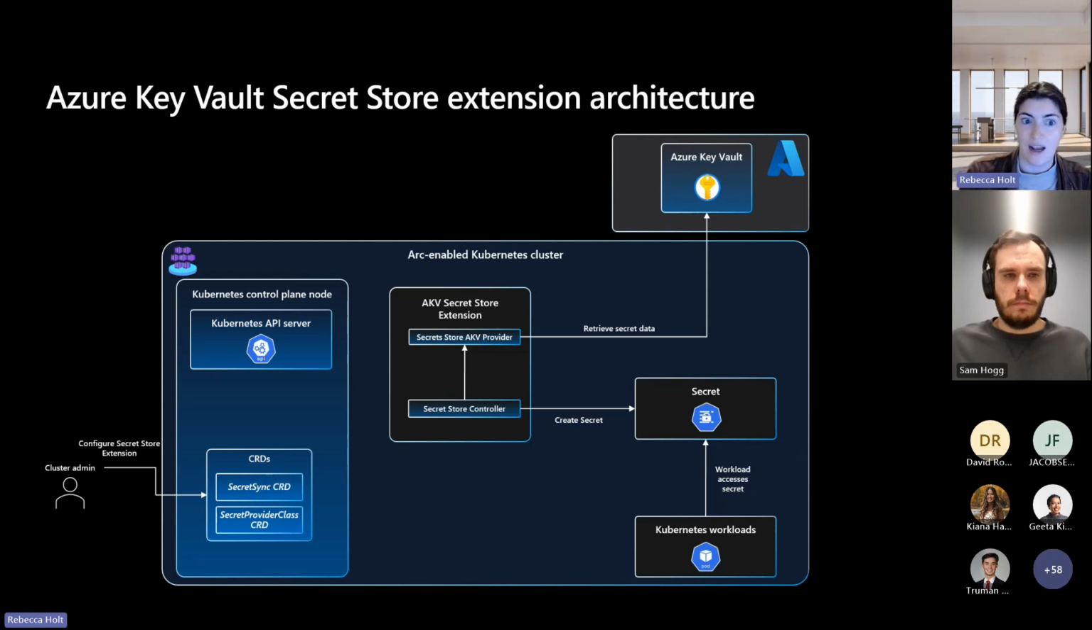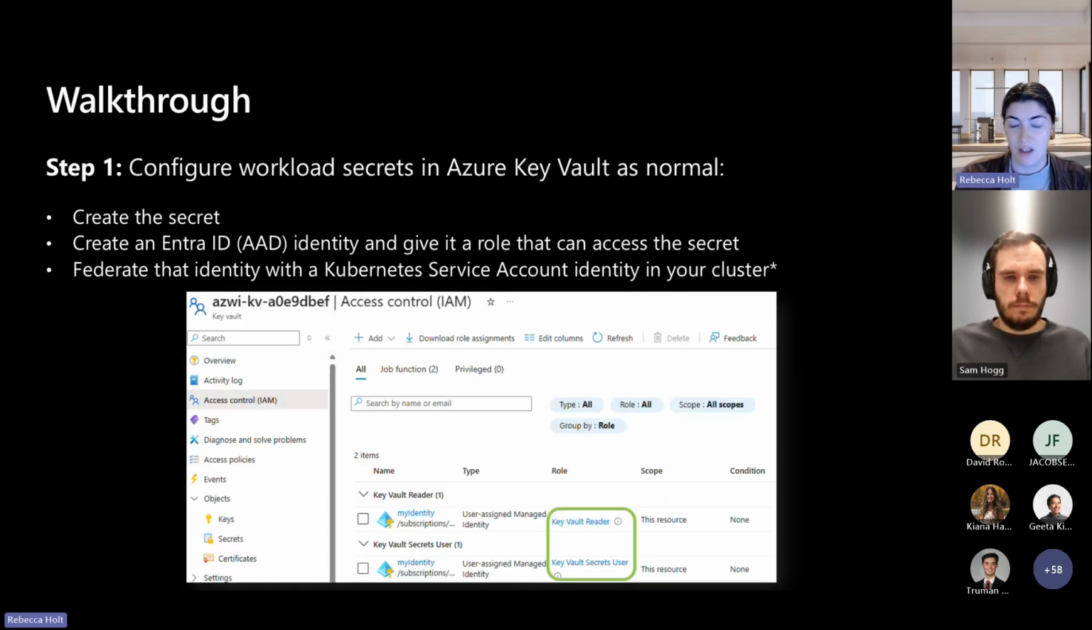So just from a very high level, there's kind of two parts of the configuration. First, you start with your cloud side, create an Azure Key Vault the same way you normally would, create your secrets, and then set up an Azure identity and Entra identity that you can use to access that secret. So give it permissions to view and read the secret. And then you will federate that identity with a Kubernetes service account that has access to the secret store within your cluster.